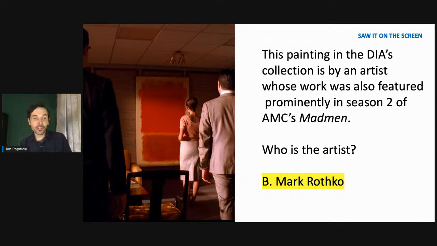Mad Men featured other famous artworks, like Jackson Pollock had a painting hanging in Bert Cooper's office as he was watching the moon landing in season 7. So clearly a guy with expensive taste.